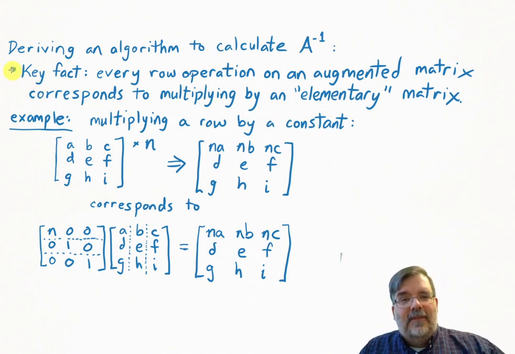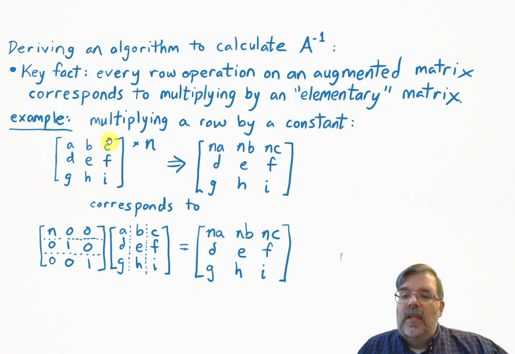Now, the key fact in this derivation is going to be that when you do row operations on an augmented matrix, it turns out that each row operation could also have been done through multiplying by something called an elementary matrix. In this case, elementary really means simple, usually mostly ones and zeros, and maybe a single non-zero, non-one number.